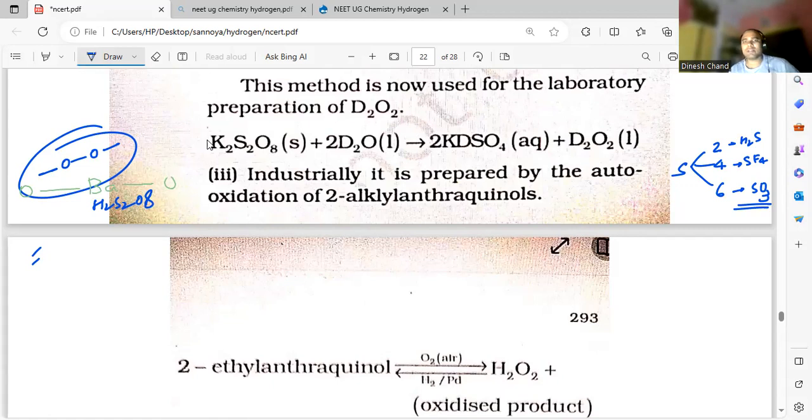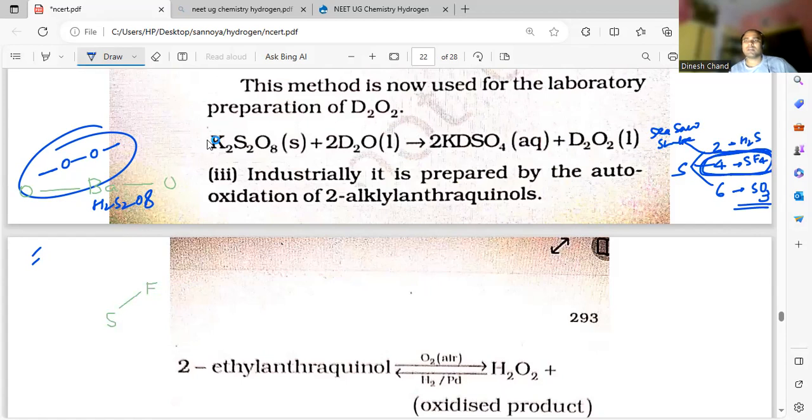Now, tell me the structure of SF4. Sir, SF4 should be square planar. No, this is the seesaw shape. Sir, how to know which compound will have which type of structure? That we already studied.